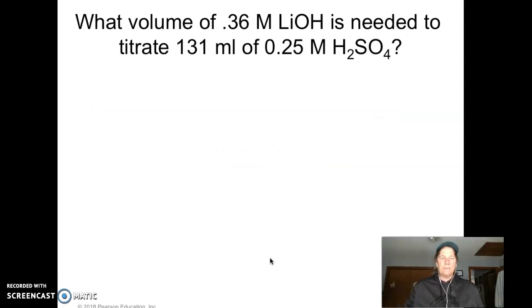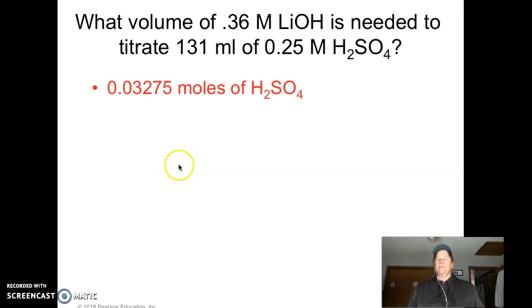Okay, one more problem. What volume? All right, now we're going to do volume, but honestly, you do it exactly the same way, you guys. So I have 0.36 molar lithium hydroxide, and I'm going to titrate it. I'm going to try to neutralize 131 milliliters of 0.25 molar H2SO4. So I know the concentration of my acid and my base, and I know how much acid I have, so how much base do I need to add to it? You can do that as well. Steps are the same, okay?